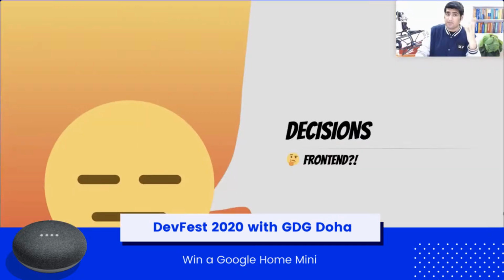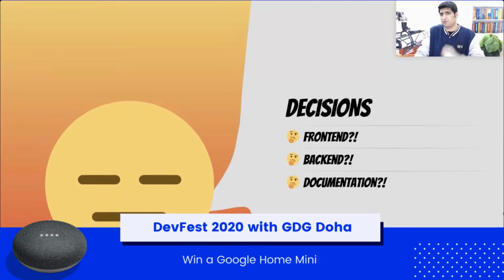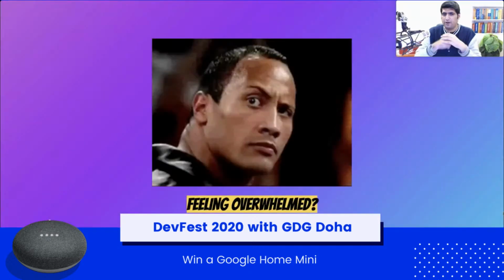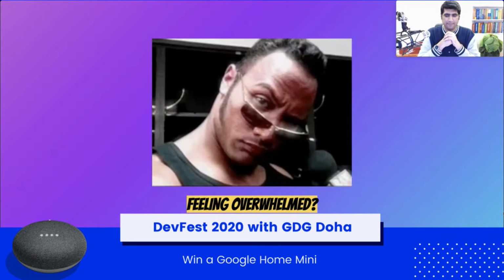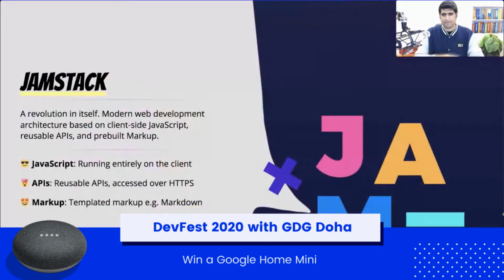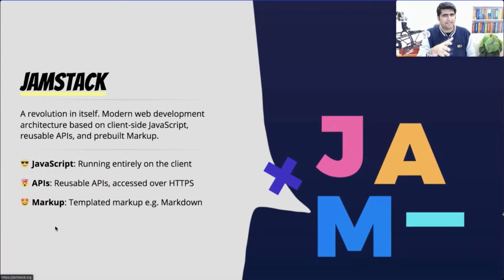You see, I had to make a lot of decisions again. What kind of front end am I going to use? The backend I'm going to use? How am I going to produce the documentation of it now? If you don't know it yet, I was feeling pretty overwhelmed at the time. So here's what I did. I started to work on the details of what is actually Jamstack. Jamstack is not actually a stack. This is what I found out.